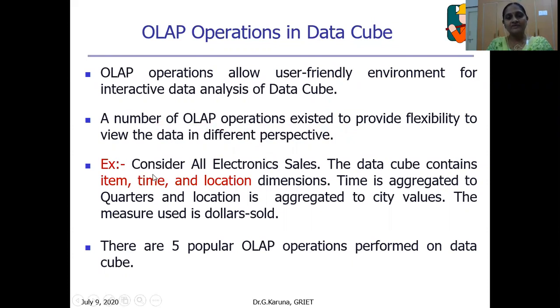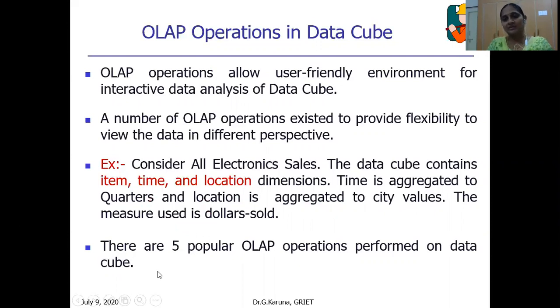So let us consider an example, an AllElectronics sales example. The data cube contains item, time and location dimensions, let us assume. The time is aggregated to quarters, so Q1, Q2, Q3, Q4. The location is aggregated to city values. And the measure used in this example is dollars_sold, which is nothing but a fact. So let us see how to perform OLAP operations for this given example. Let us see it diagrammatically next.